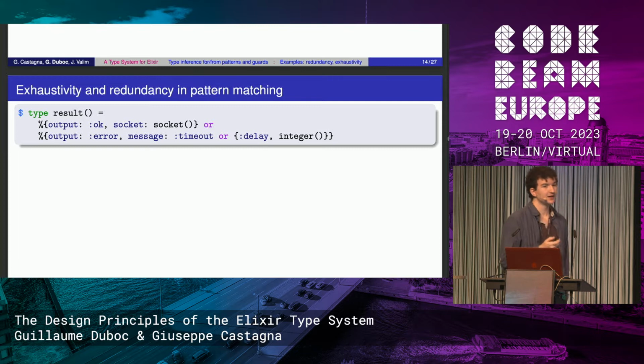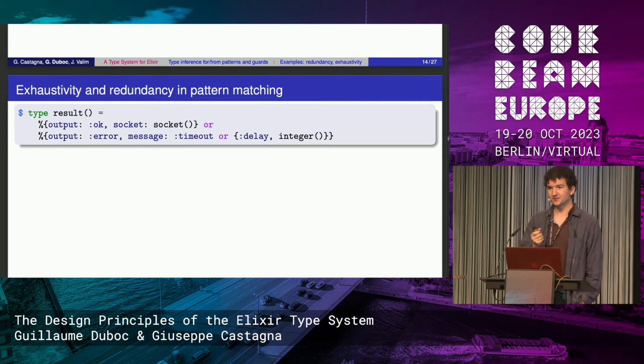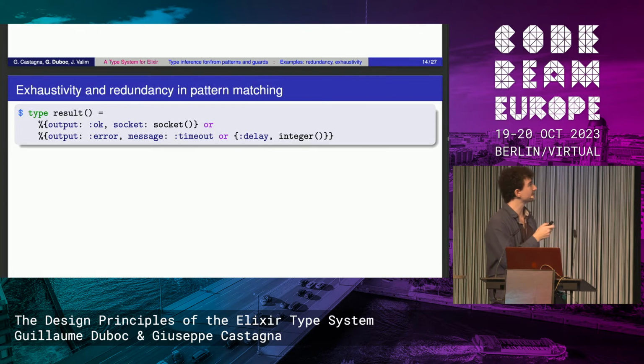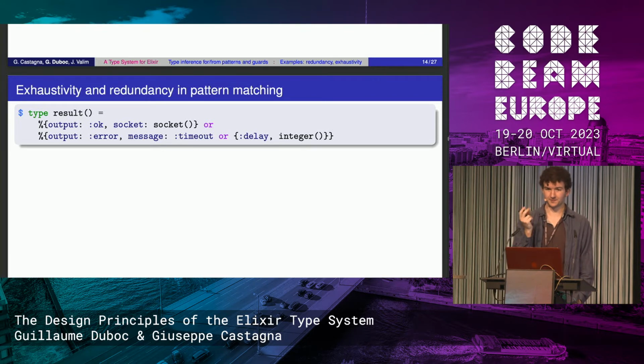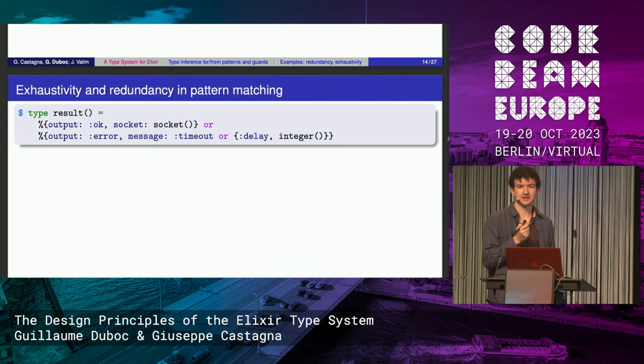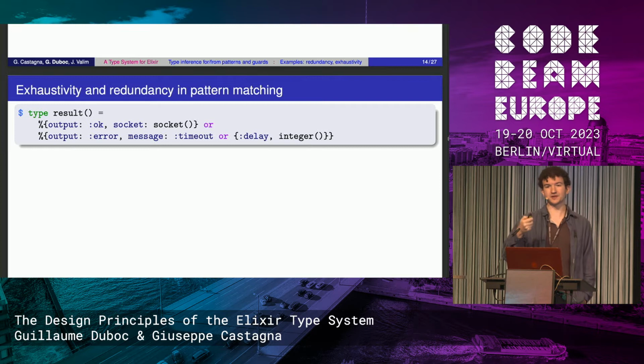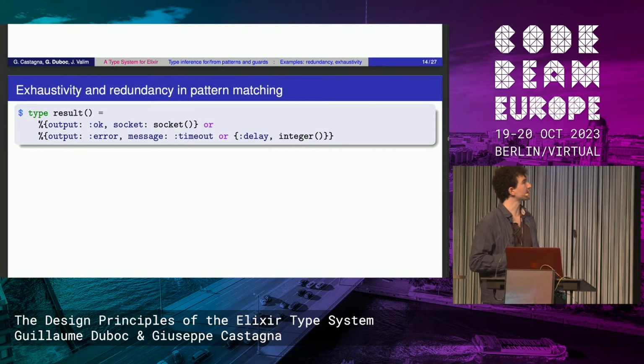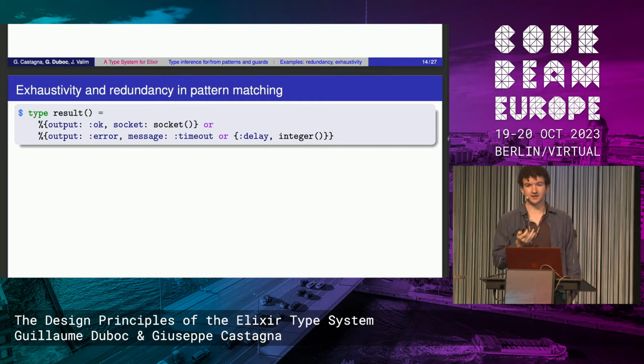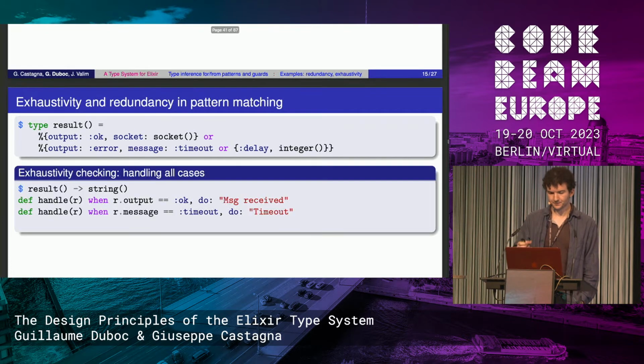So if we have this type declaration of result, this is the type of maps that have two fields. If the first field is the OK atom, then the second field is socket, and it contains something of a custom type socket. If the first field is set to the error atom, then the second is going to be message with either the timeout atom or a pair of delay and an integer.